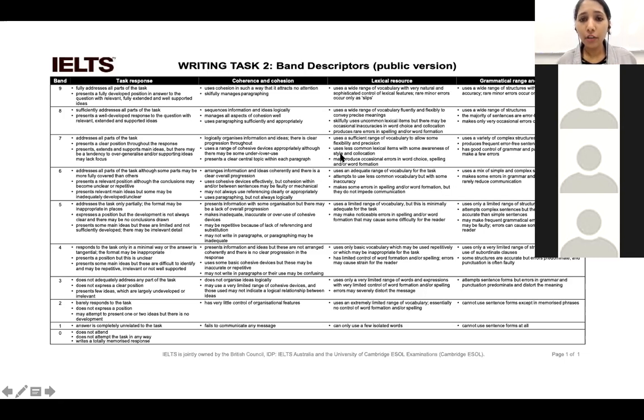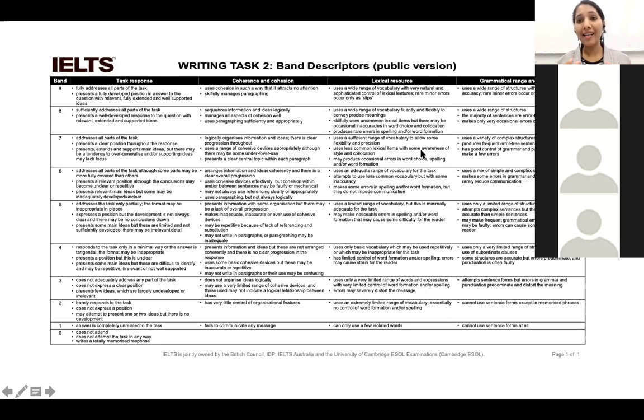Okay. So if you look at the third criteria, or the third factor that is important to you, it is your lexical resource. So lexical is your vocabulary. So what do they want you to write, or how should your vocabulary be for you to get your band 7? You should use a sufficient range of vocabulary.